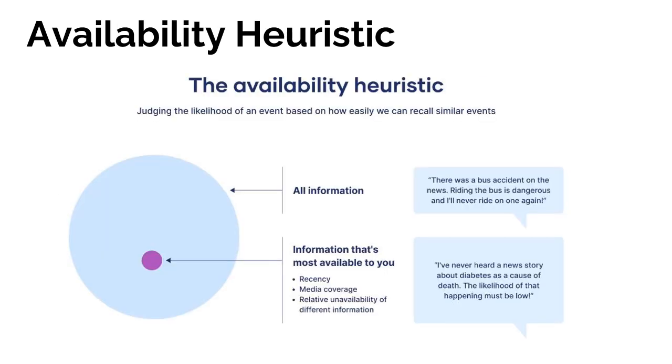So again, here's another example. I've never heard of a news story about diabetes as a cause of death, so it must not be true, right? There was a bus accident on the news, so riding the bus must be dangerous. Wow, I'm never going to ride the bus again. So just based on one little piece of information, one little news story, just the information that's most available to us, it's the most recent, it's being the most covered in the media, and it seems to be the most likely thing. We jump to that conclusion.